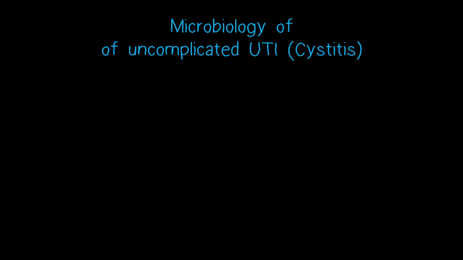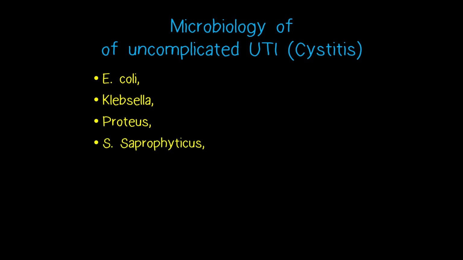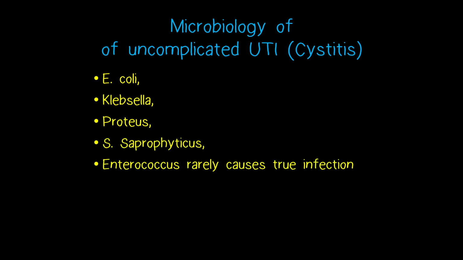What are the bacteria that cause uncomplicated urinary tract infection? What is the microbiology? This includes E. coli, Klebsiella, Proteus, and Staph saprophyticus. Enterococcus rarely causes true infection.